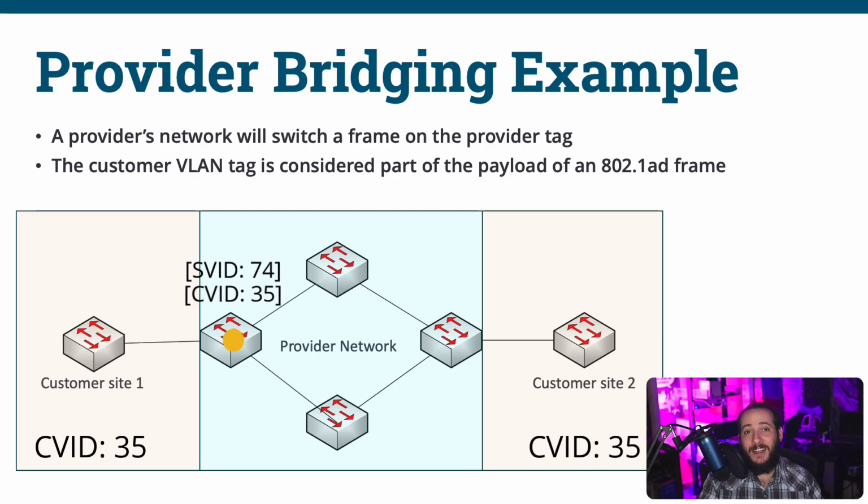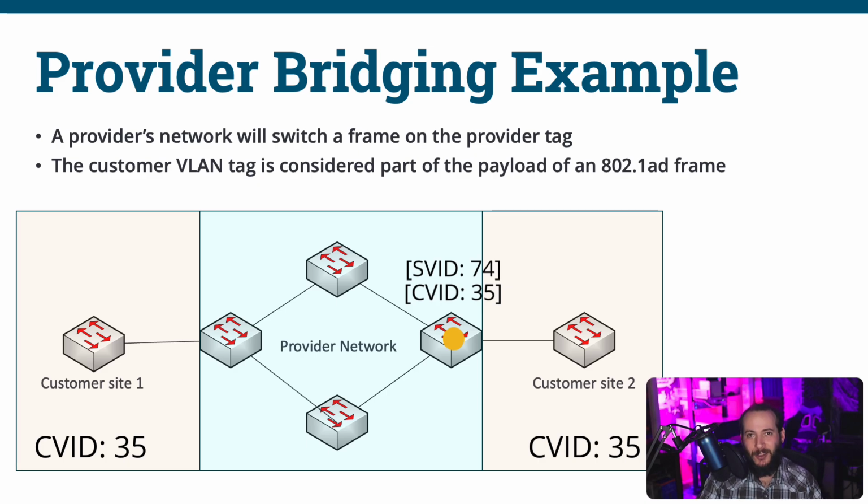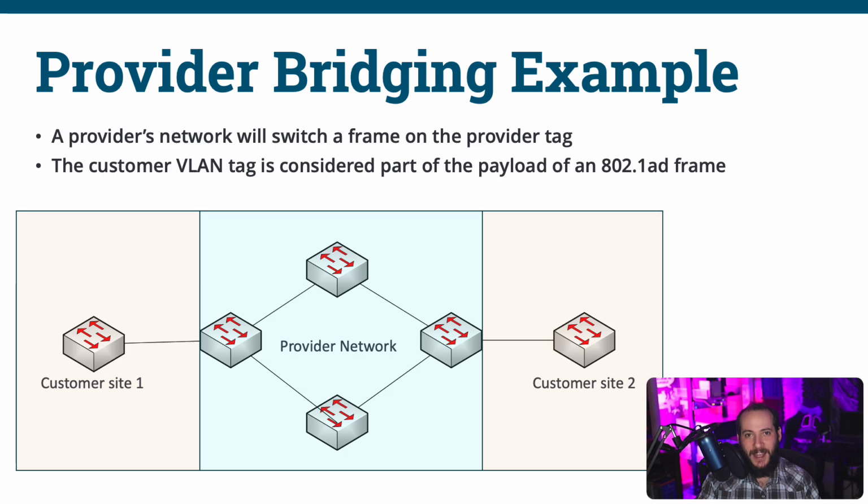Within the provider network, the frame is switched just like any other Layer 2 environment, following the loop-free topology for this VLAN 74 broadcast domain towards the destination MAC address. Just like in any other Layer 2 switching environment, if the destination MAC address is not known, the flooding mechanism is used to ensure the frame reaches its destination. When the frame reaches a destination, the provider switch will strip off the SVID header and transmit the frame towards the customer equipment, with only the CVID header and other frame contents unchanged. And that's how provider bridging works.